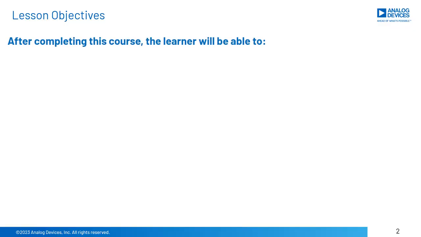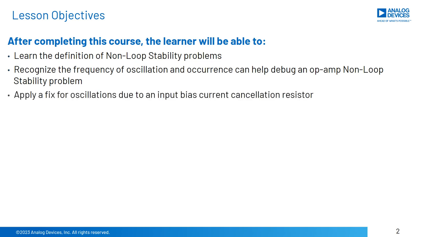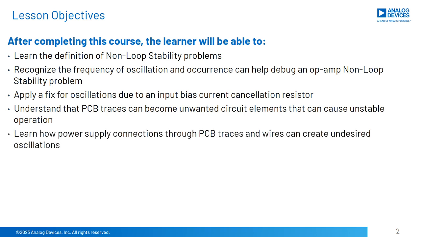After completing this course, the learner will be able to learn the definition of non-loop stability problems, recognize the frequency of oscillation and occurrence can help debug an op-amp non-loop stability problem, apply a fix for oscillations due to an input bias current cancellation resistor, understand that PCB traces can become unwanted circuit elements that can cause unstable operation, learn how power supply connections through PCB traces and wires can create undesired oscillations.